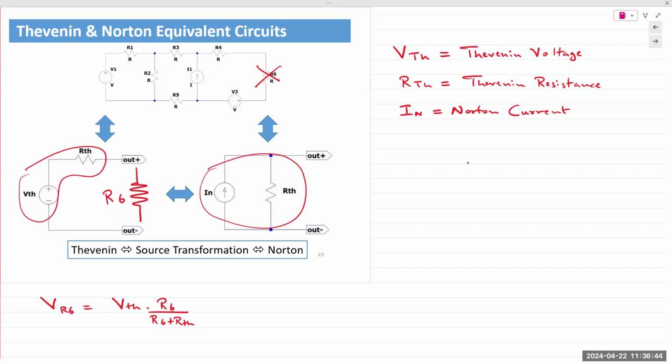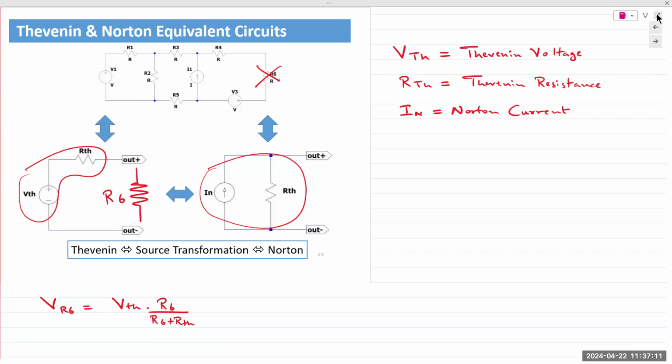And I brought up this example. This is a random circuit which has a component R6. I was making an example of if you were a design engineer trying to find a particular value for R6, you would analyze the rest of the circuit without R6 and represent that entire circuit as a Thevenin or a Norton equivalent circuit, right?